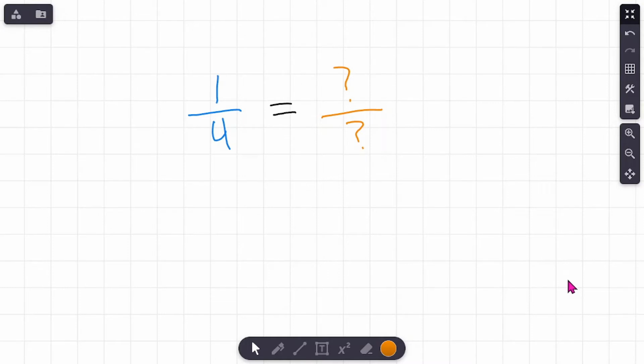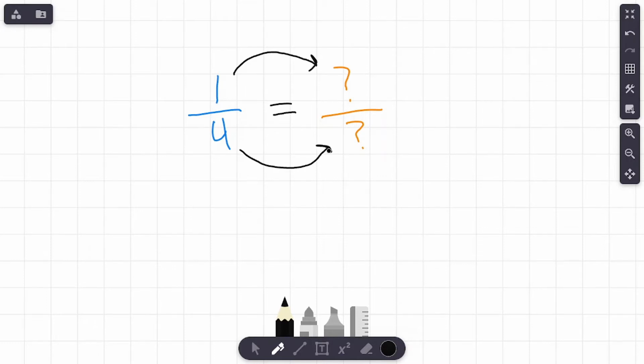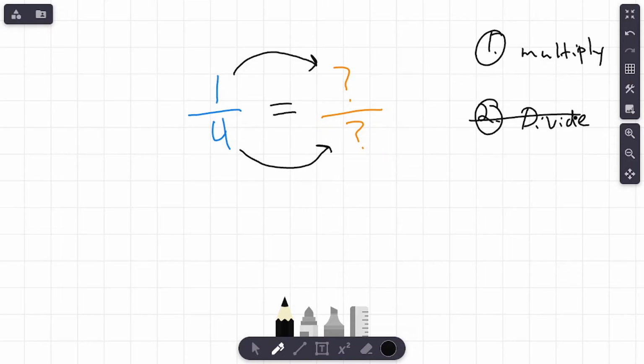Stick with it. With that being said, we've got 1/4, and we are going to create an equivalent fraction for 1/4. A reminder, to do so, you can do two different things, and so far we've only talked about one. One strategy is to multiply, and that's the only strategy we focused on. There is another strategy, which is divide, but we have not started this strategy yet, so don't worry about the divide strategy just yet.